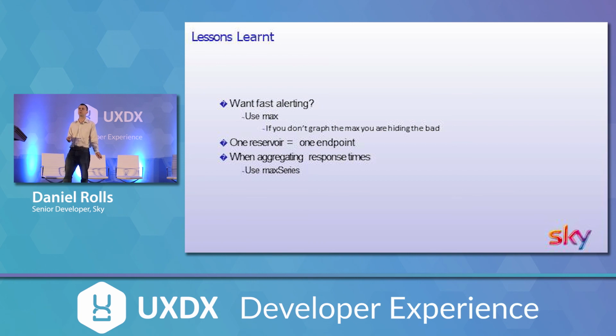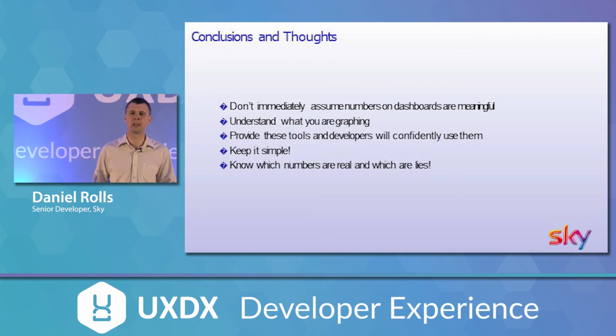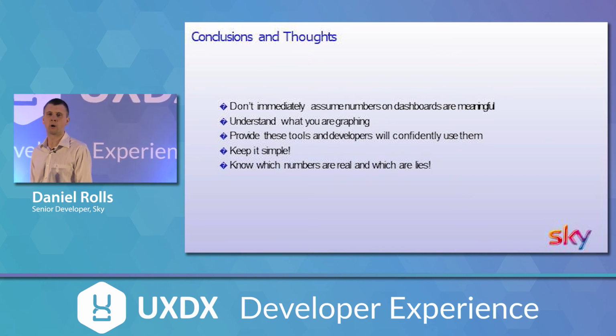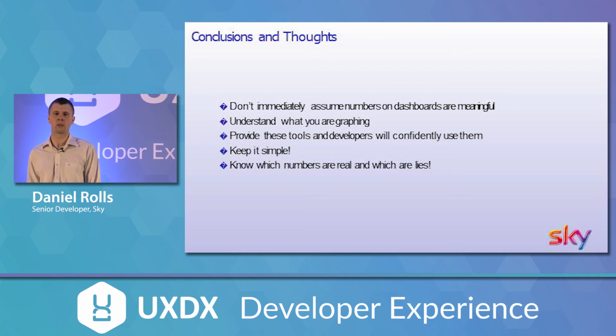Now, in the web services world, you still need to aggregate across application instances. And when you want to aggregate, you're interested in the worst case. Earlier, if we'd taken the maximum, the line would have shot right up to 500. We would have immediately seen a problem. The worst case is the maximum. Use the maximum. So don't immediately assume the numbers on your graph are meaningful. Try to understand what it is you are graphing.